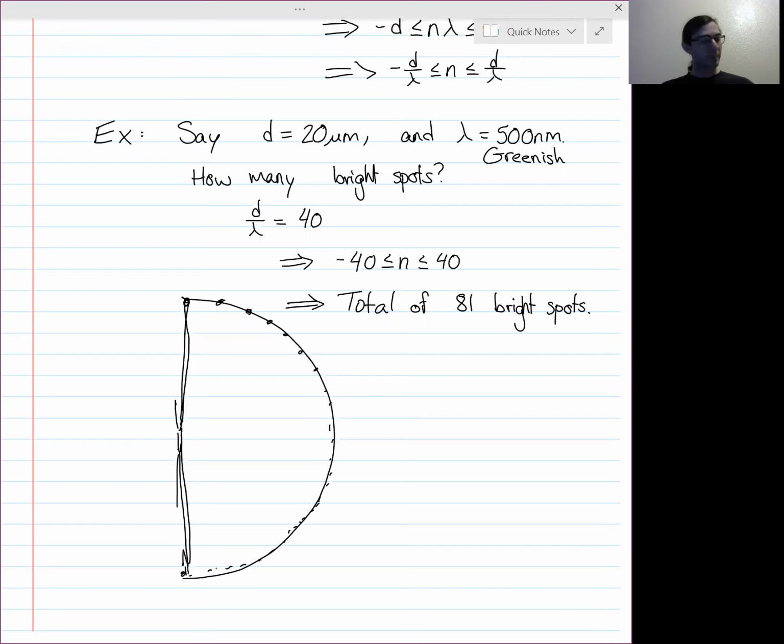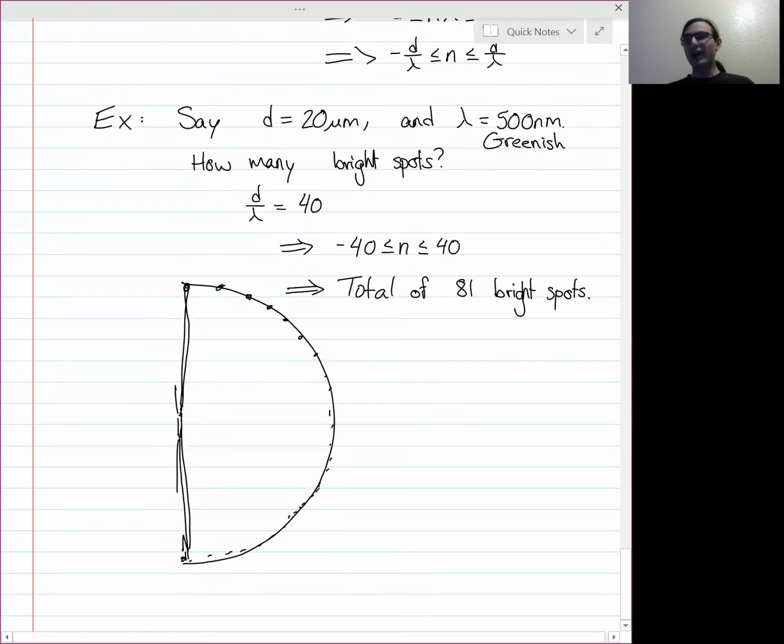Okay, good, we're making good time. So that's great. We now know where the bright spots are, where the dark spots are. You're going to need this sort of material for your homework, by the way.